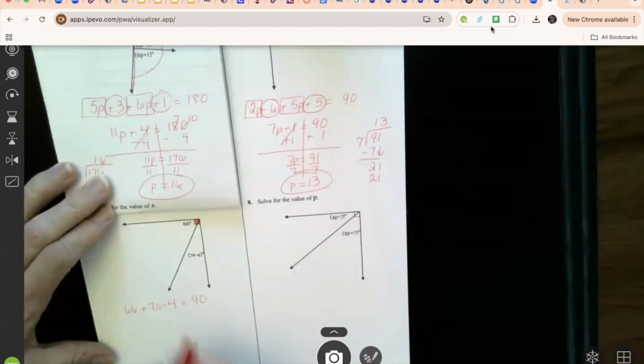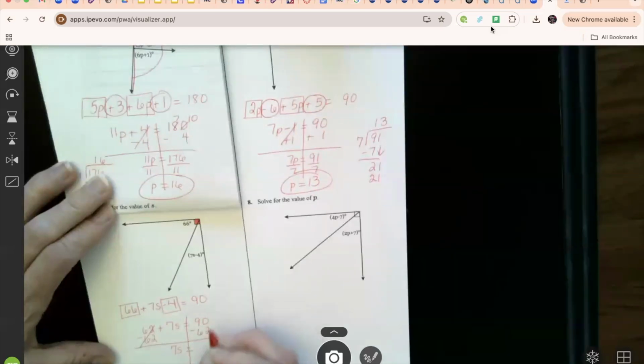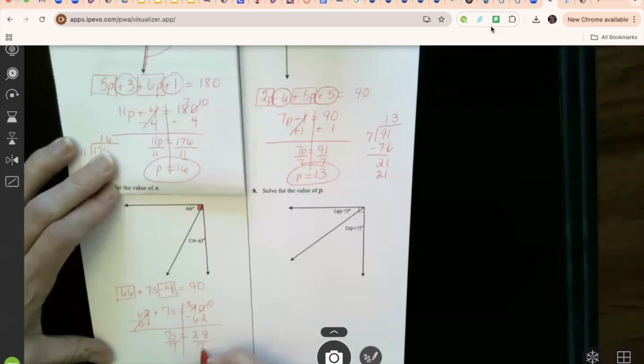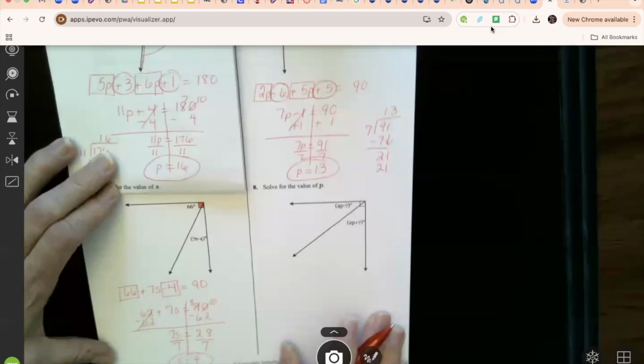First, I'm going to combine some like terms. I have 66 and I have a negative 4. 66 minus 4 is 62, so I have 62 plus 7s equals 90 degrees. I'm going to start by subtracting 62 from both sides. And we have 7s equals, now I'm going to borrow, and I have 28. 7s equals 28. Well, that's pretty friendly. When you divide both sides by 7, you have s equals 4 because 28 divided by 7 is 4.